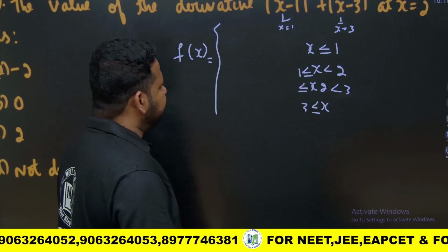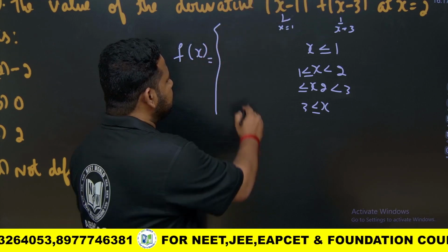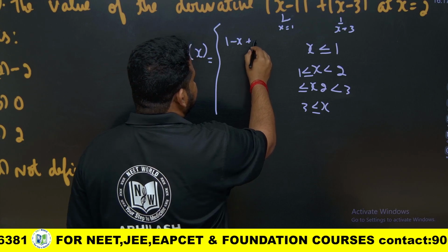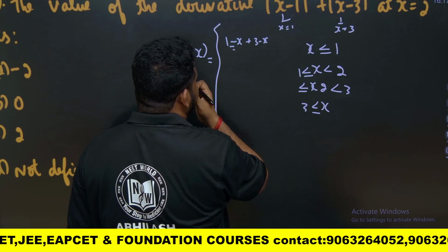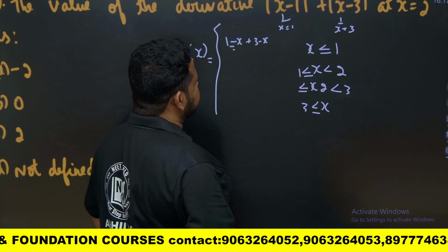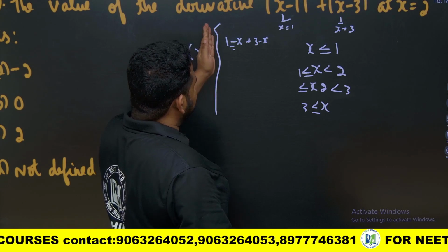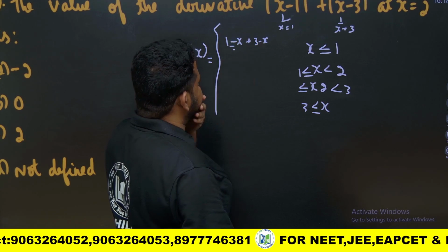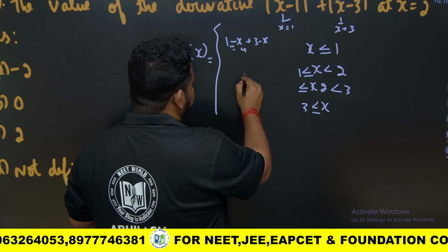Now, if x is less than or equal to 1, that means x minus 1 will be negative, so this will become 1 minus x. This will become plus 1 minus x, and this will become 3 minus x. So, x and x cancel, and this will become 1 minus x plus 3 minus x, that is 1 plus 3, which gives 4.